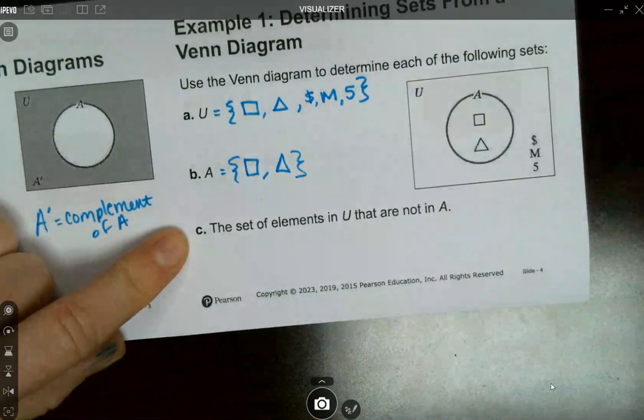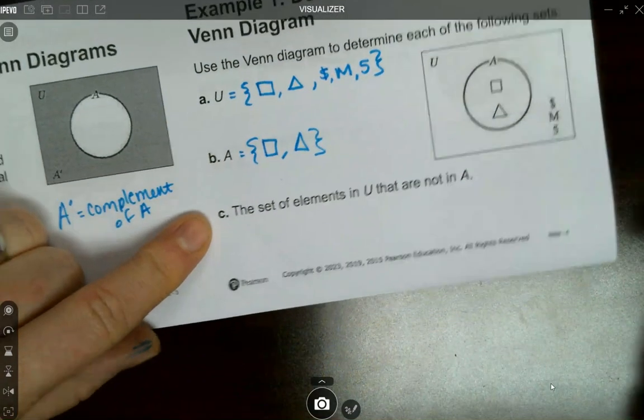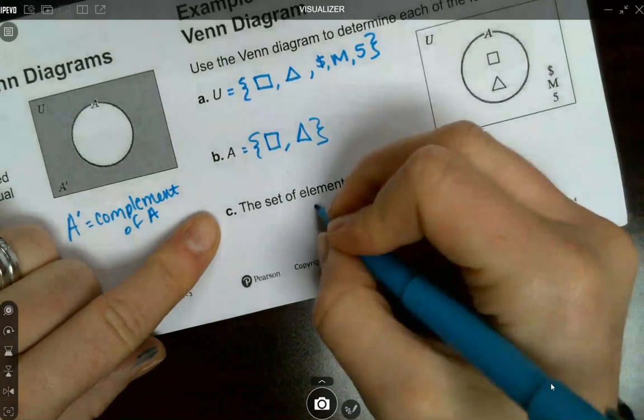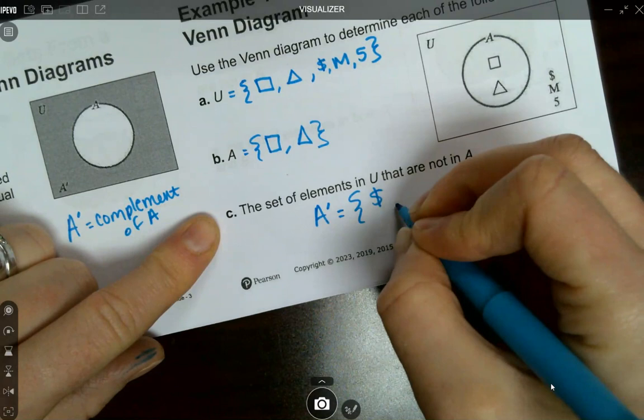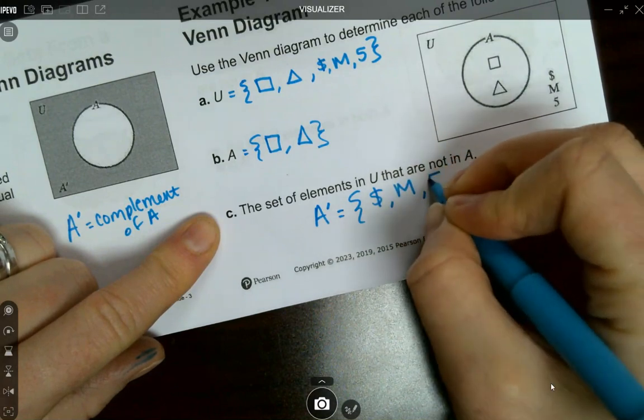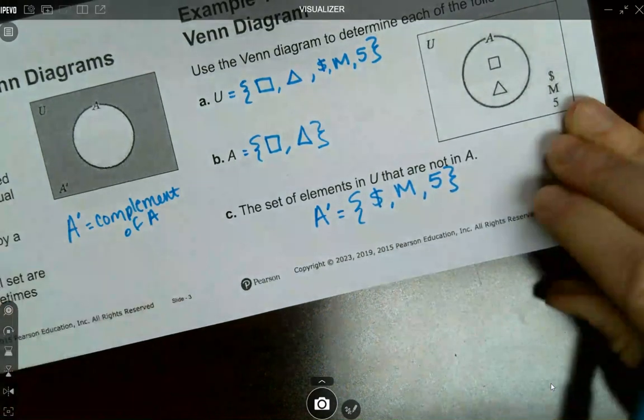C is a set of elements in U that are not in A. So this really means A prime. It's the complement. So it's the elements not in A. It's the opposite.